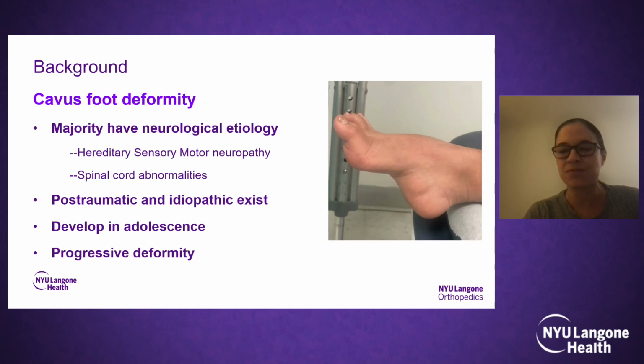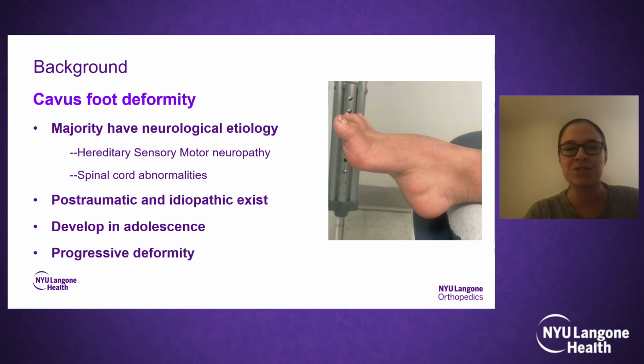So CAVIS foot is a deformity unlike flat foot. It's characterized by a high arch and clawing of the toes. It's caused by an imbalance between the intrinsic and the extrinsic muscles of the foot. The vast majority of these have a neurologic origin, and the most common one is hereditary sensory motor neuropathy, something like Charcot-Marie-Tooth.